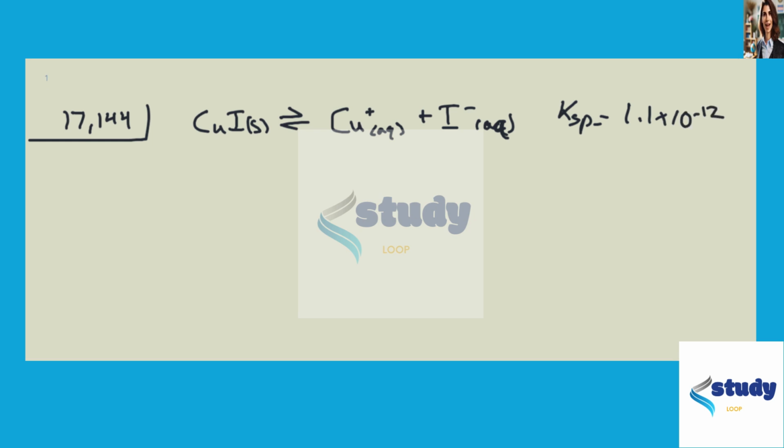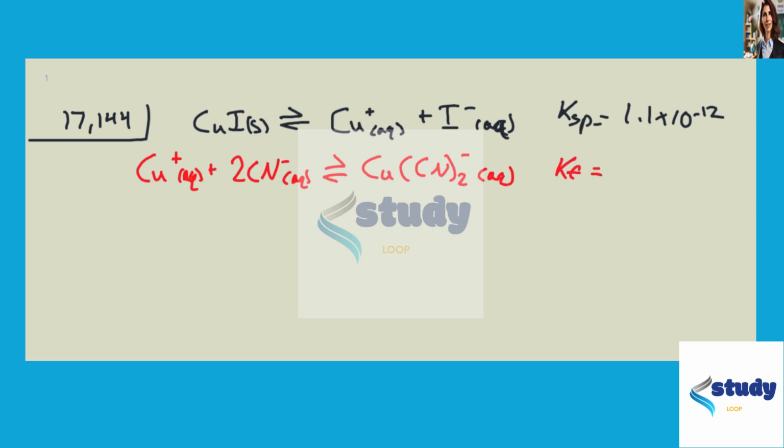Then we're also given the Kf for the reaction of copper with cyanide. This produces the complex ion Cu(CN)2 minus, aqueous. And the Kf that we're given is 1 times 10 to the 24.